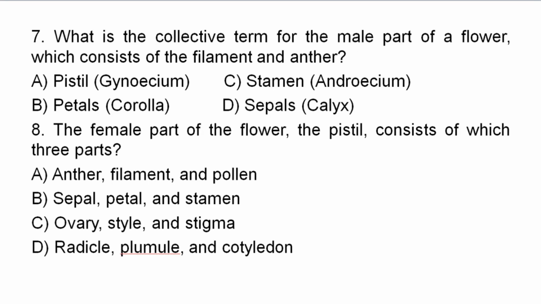Good. Question number 7. What is the collective term for the male part of a flower which consists of the filament and the anther? A, pistil. B, petals. C, stamen or androecium. D, sepals or calyx. What's the collective name for the male part of a flower that consists of the filament and the anther? Is that gynoecium? Is that corolla? Is that androecium or calyx?